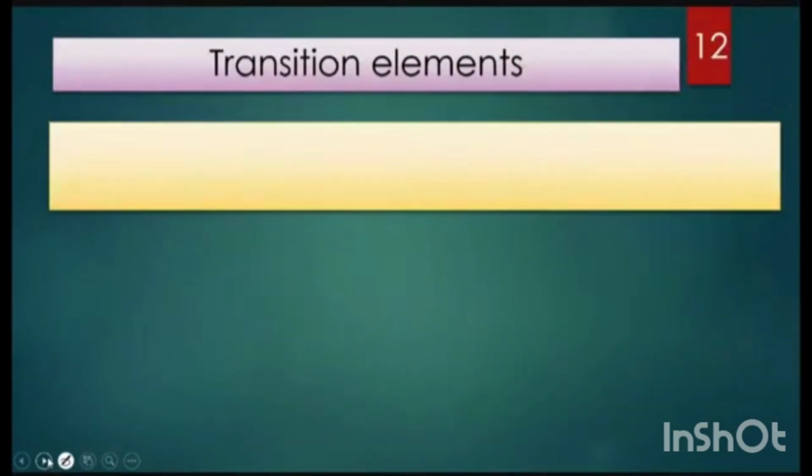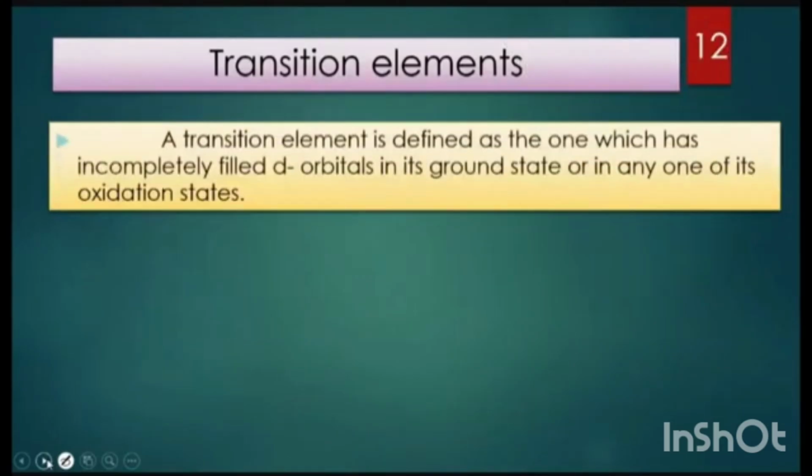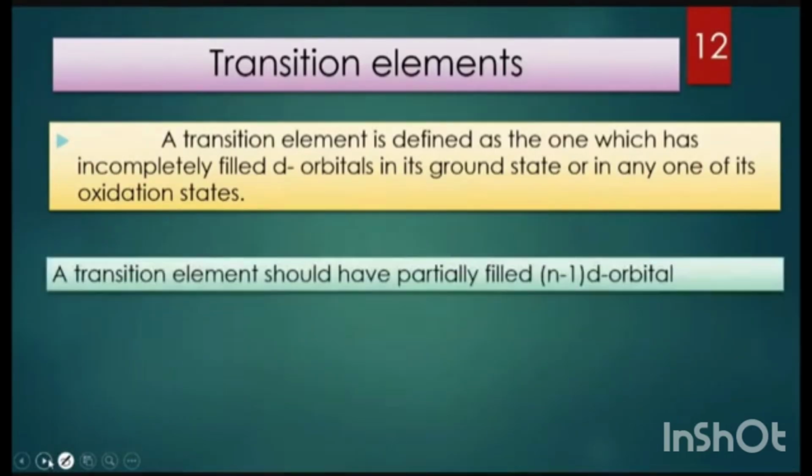Transition elements. Here the definition for transition element is like this. A transition element is defined as the one which has incompletely filled d orbital in its ground state or in any one of its oxidation states. If you want to call any element belonging to d block a transition element, it should necessarily have an incompletely filled d orbital. So a transition element should have a partially filled or incompletely filled n-1 d orbital. Then only it can be called a transition element.